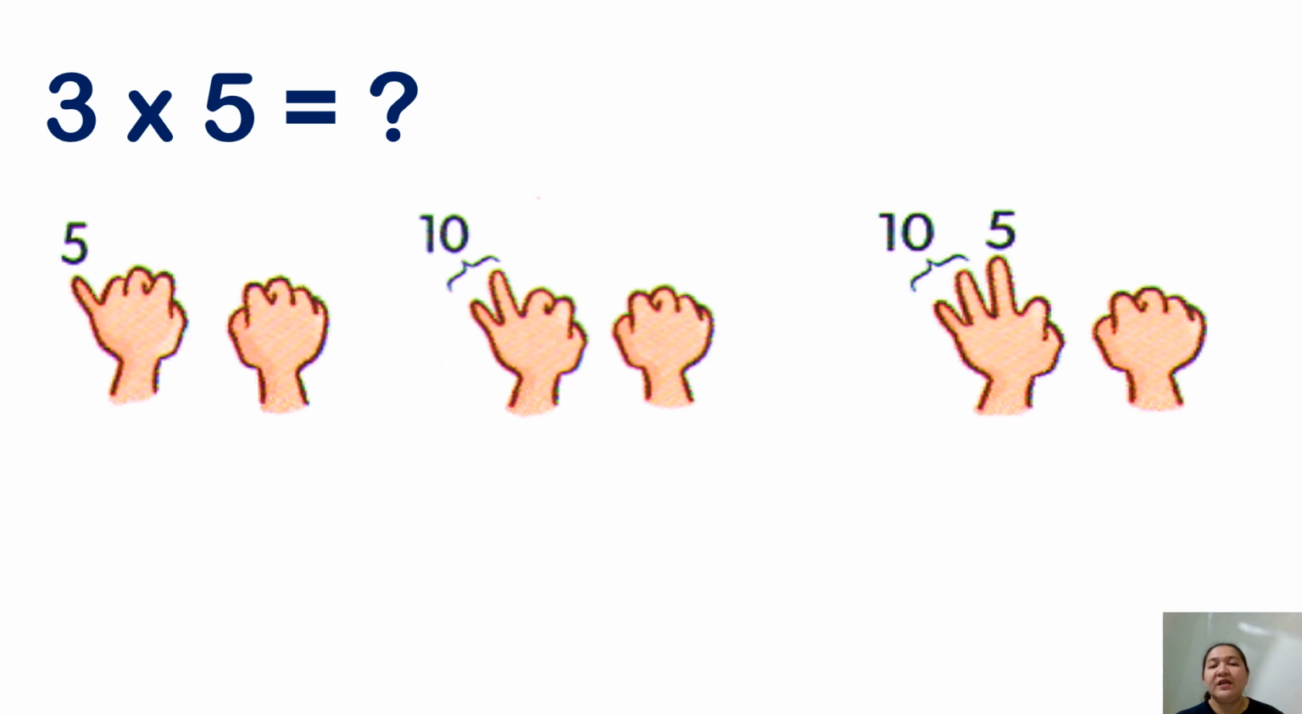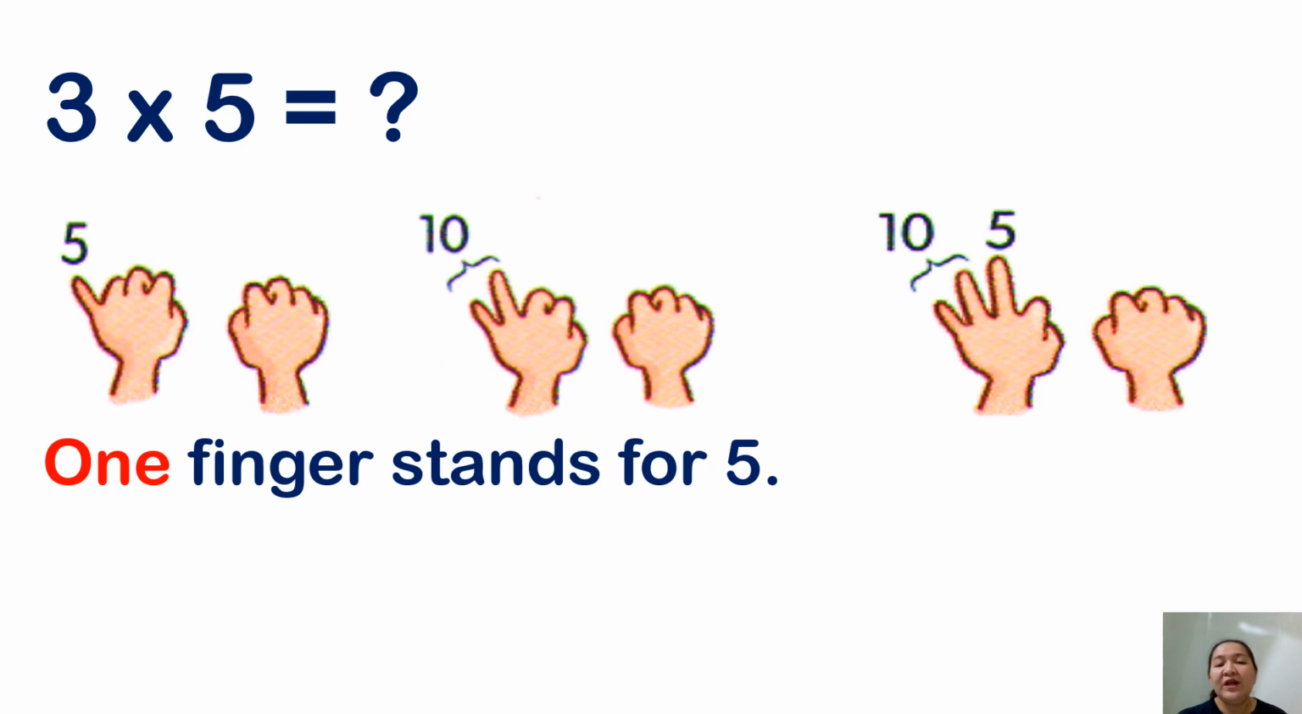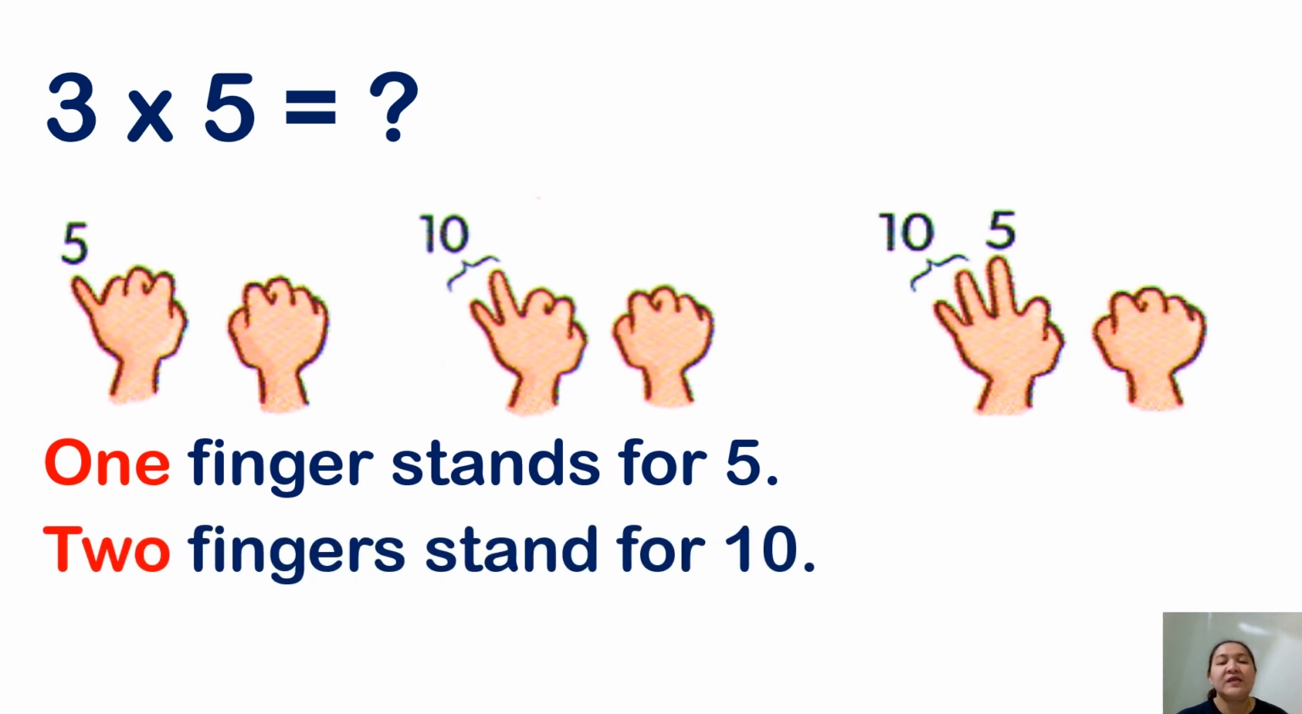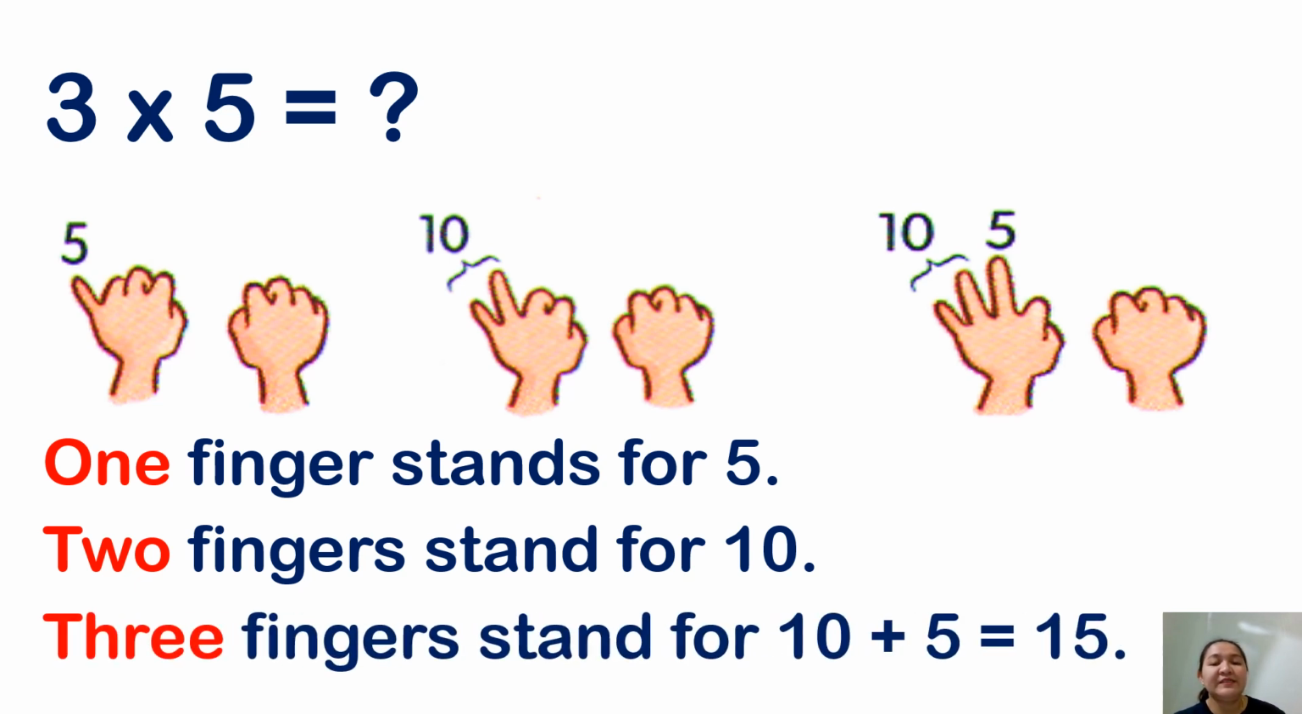And the third one is 10 plus 5. You will have 15. So one finger stands for 5. Two fingers stand for 10. Three fingers stand for 10 plus 5 is equal to 15.